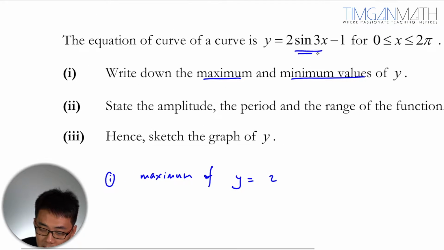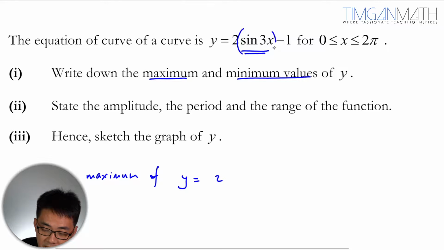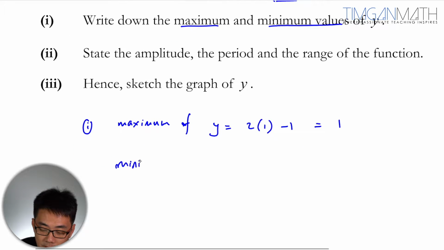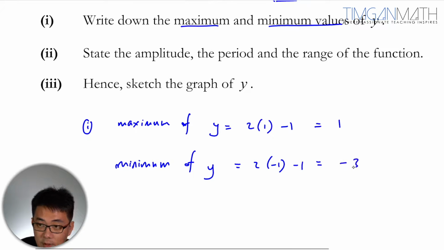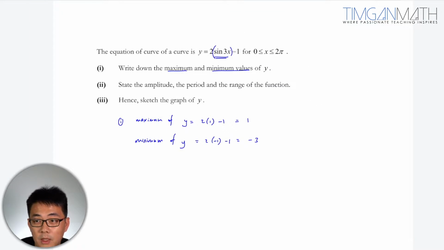Just look at this sine here. Sine is maximum when this is 1, so this will be 1 and this is 1 here, max. So the minimum value of y will just be negative 1 minus 2, which is negative 3. Okay. Part 2.